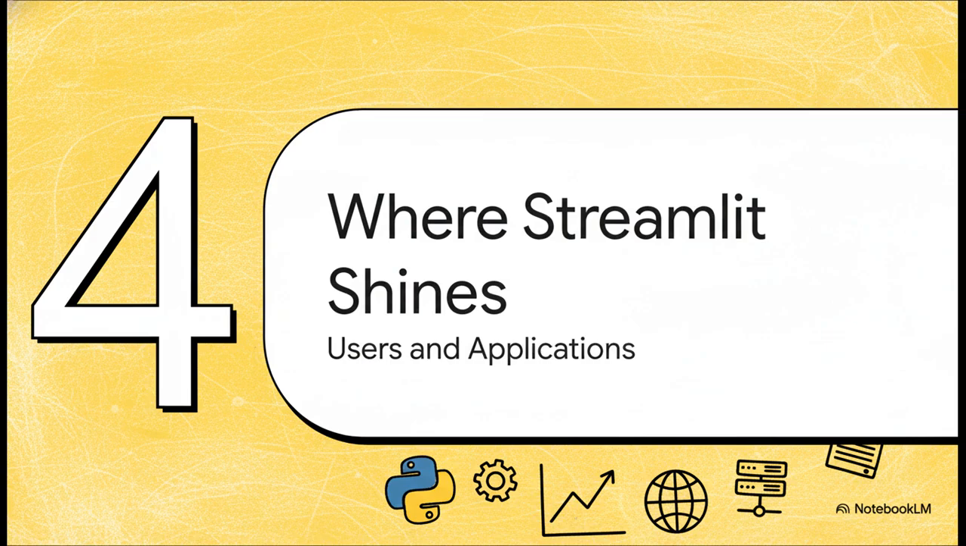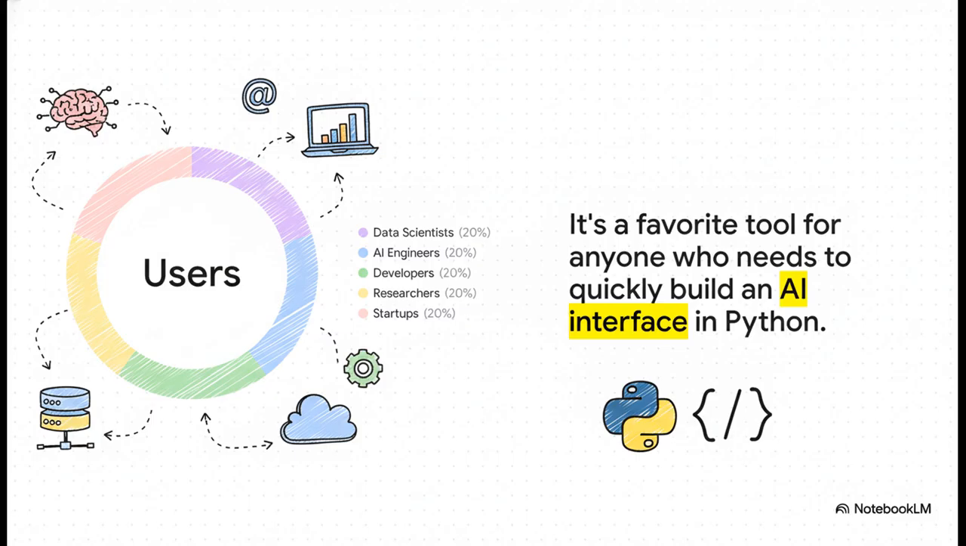So with this kind of ridiculous simplicity and power, you can bet a lot of people are using it. But who exactly is this for? And what are they building with it? Well, the user base is incredibly diverse. It's a massive hit with data scientists who need to show off their findings and AI engineers who need to demo their latest models. We're even seeing startups build their entire first product, their MVP, on Streamlit because they can do it without hiring a dedicated front-end team.